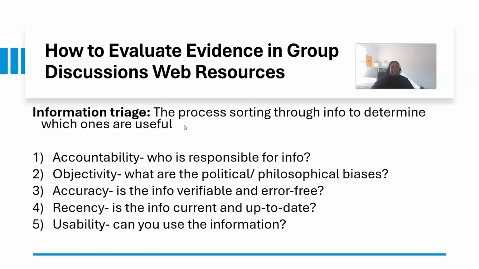So this is a process of information triage, where we process sorting through info to determine which one is useful. And we can use the following criteria to figure this out: accountability, objectivity, accuracy, recency, and usability. So accountability, who is responsible for the info? Are they a trusted source? Are there any political and philosophical biases with the information? Is the information verifiable and error free? Is the info current and up to date? And can you actually use the information?